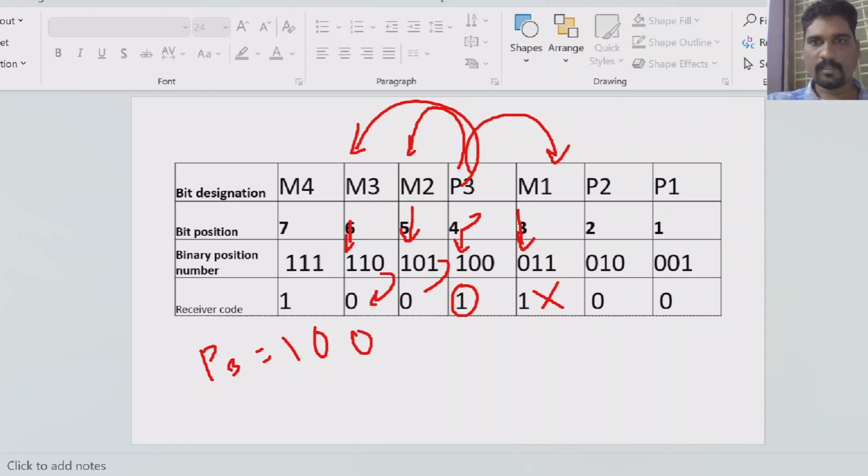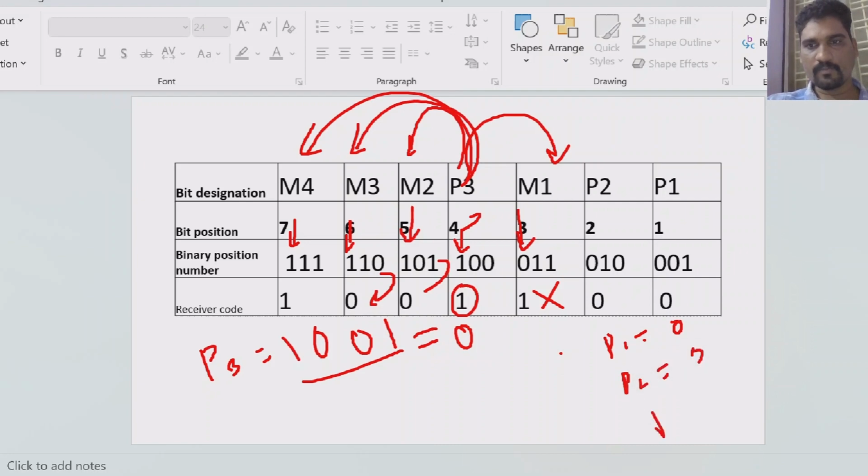Next compare again, P3 with M4. Do we have third location 1? Yes. What is that value? 0. Now what is the even parity? It is already even number, so output should be 0. So remember that. What is the P1 value we got? 0. P2 value we got 0. P3 value also 0, right?